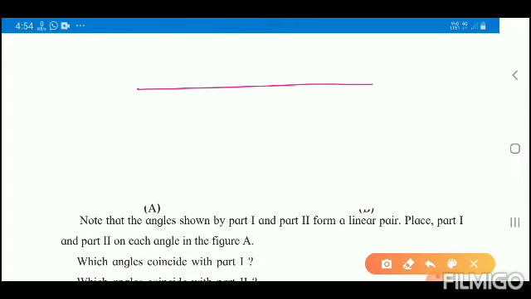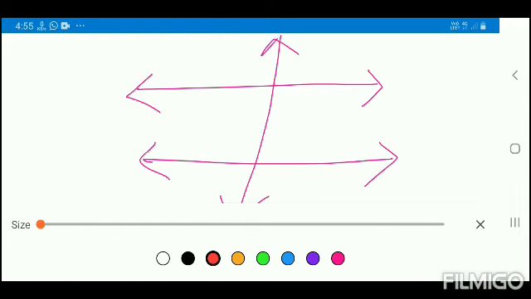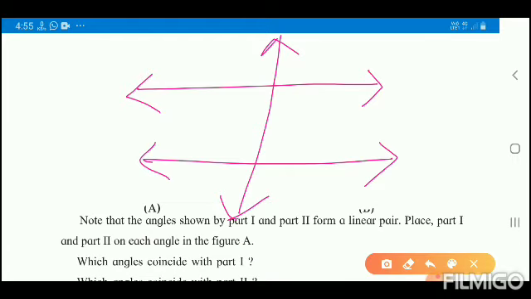Here I will draw the parallel lines. Then here I will draw one transversal. Okay. After that I will take another color. Here I will show this angle. We will take this angle as 60 degrees.